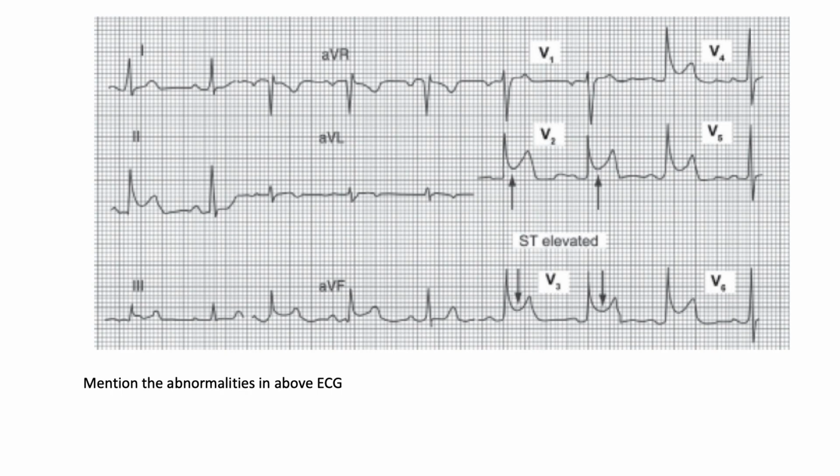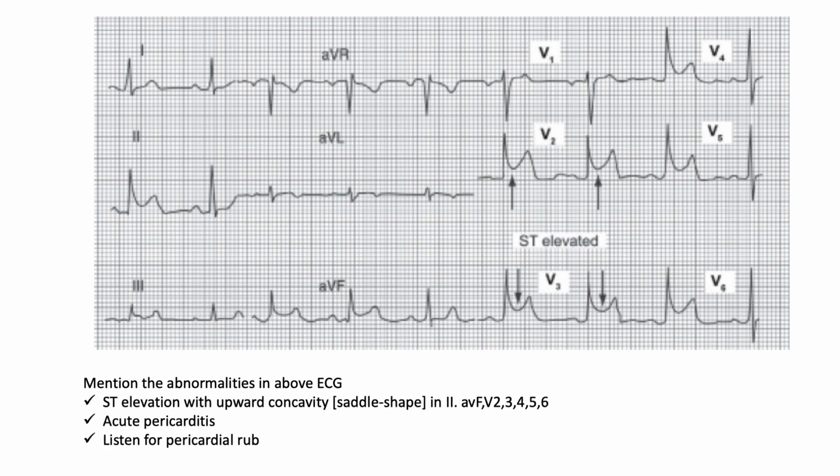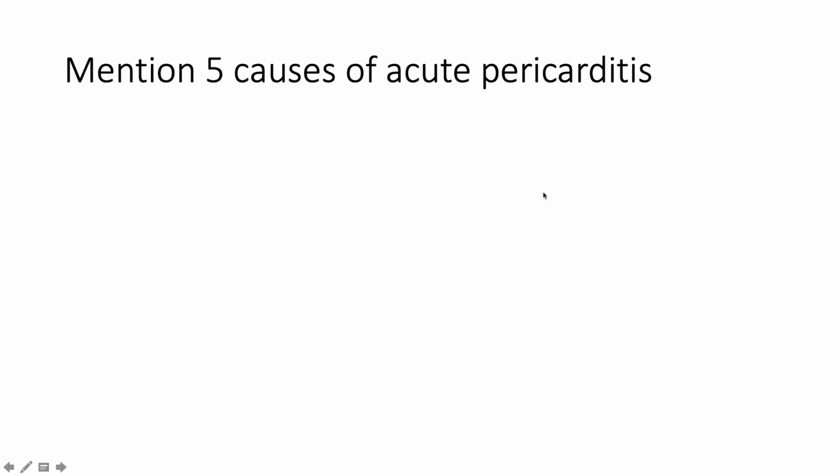Mention what's wrong here, guys. So remember to pause the video if you want to give yourself a chance to interpret this. So here, look, there's ST elevation everywhere. And this is not just normal ST elevation. It's not your garden variety ST elevation. This is upward concavity in your ST elevation, so-called saddle shape, in 2, aVF, V2 through V6. This is acute pericarditis. Listen for that pericardial friction rub, please.